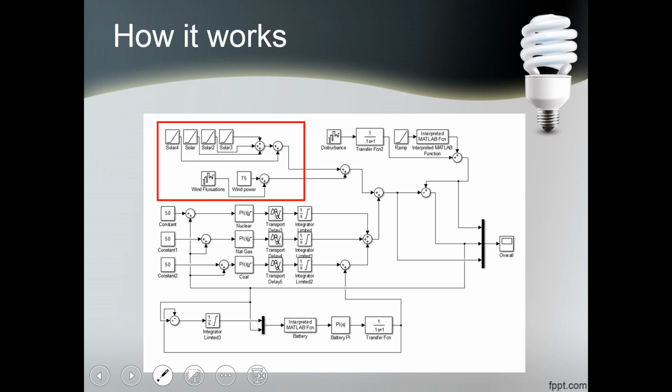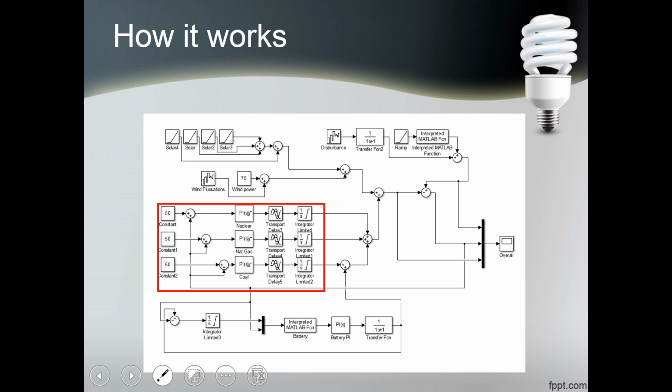In order to model our solar power, we used a couple of ramps: ramp up in the morning at sunrise, level off during the peak hours of the day, and then ramp down at sunset. And then our wind power was a constant 75 megawatt capacity with large disturbances in order to model the intermittent wind power supplied.